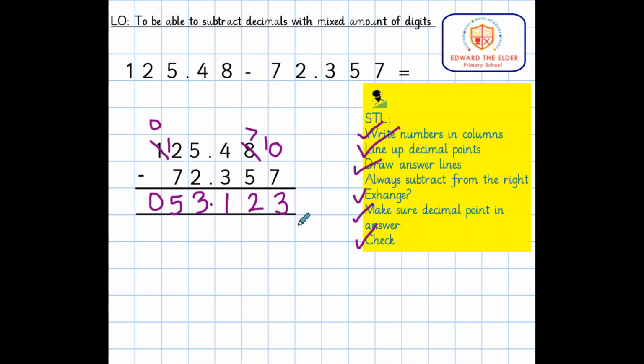53.123. Remember, when we're adding or we're subtracting decimals, this can be used in real-life problems such as money. So today we've learned to be able to subtract decimals with mixed amount of digits.